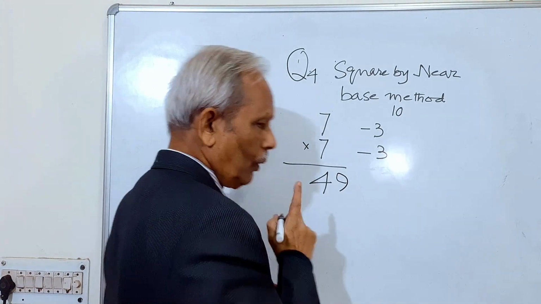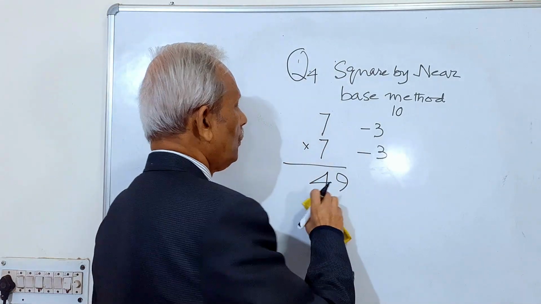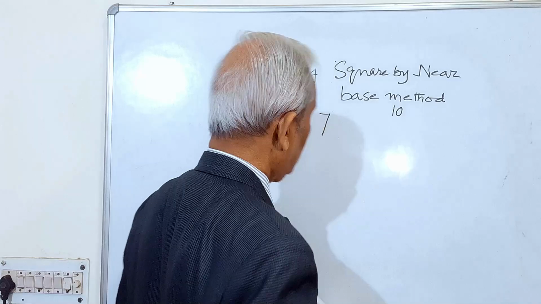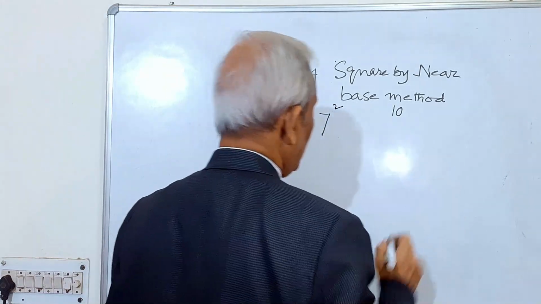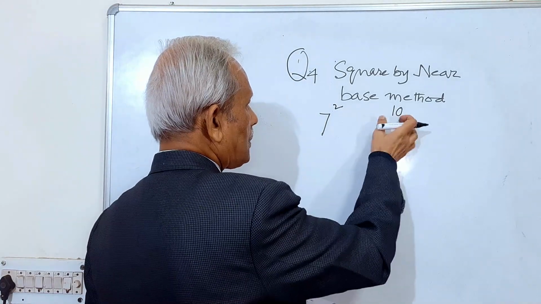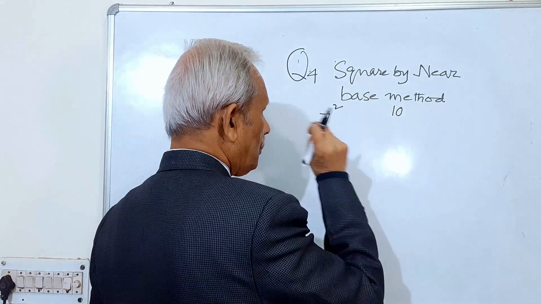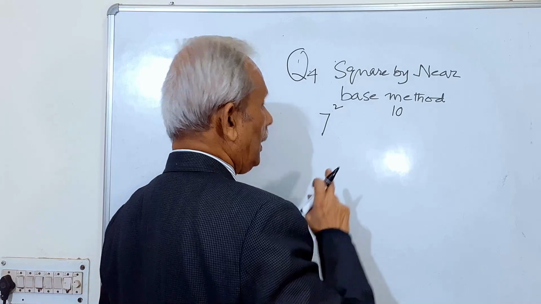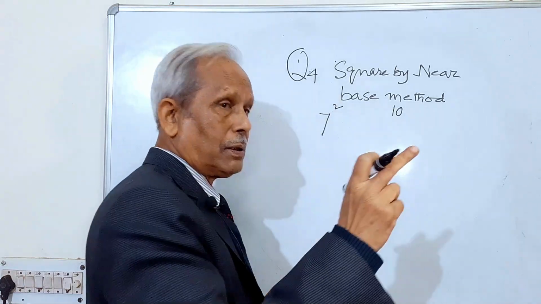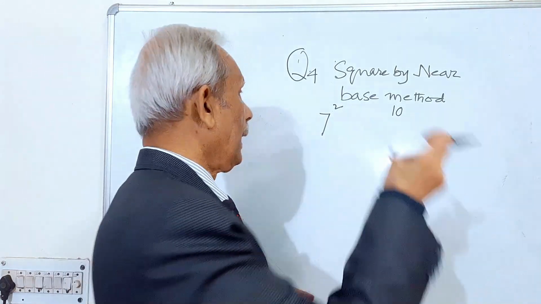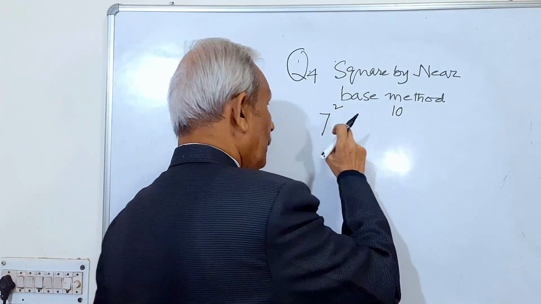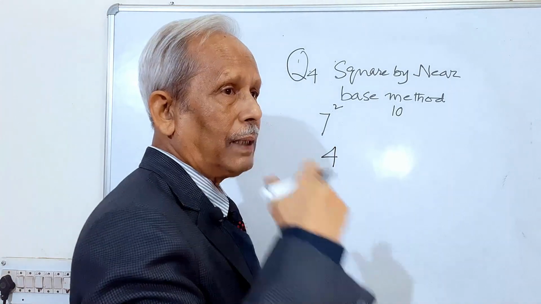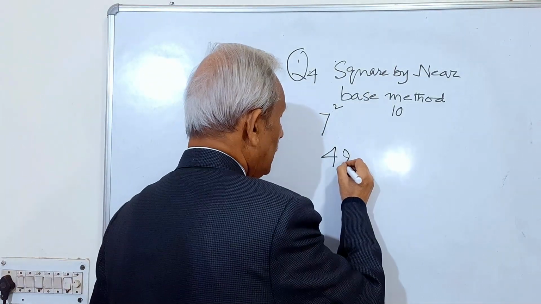So in other words, whenever you want to find out the square of any number, no need of writing anything. Just find out the difference from the base, that is minus 3. So you subtract that 3 from 7. That makes 4. And the difference is minus 3, whose square is 9. So the answer is 49.